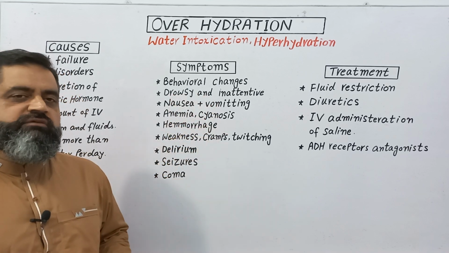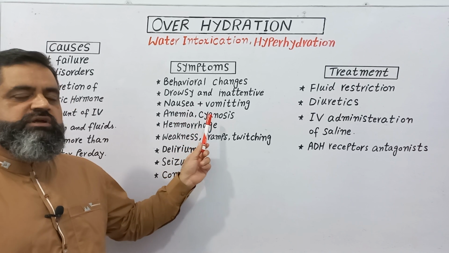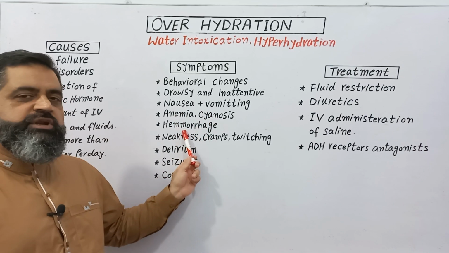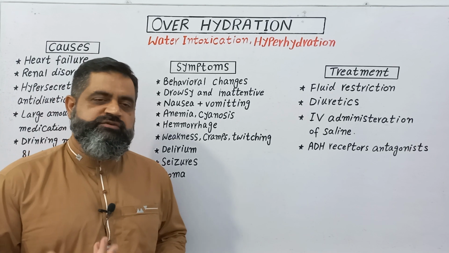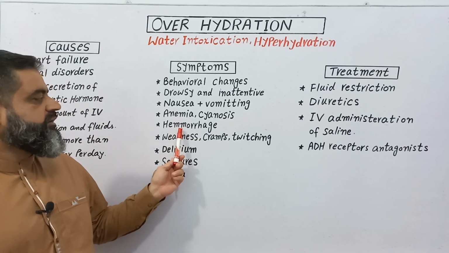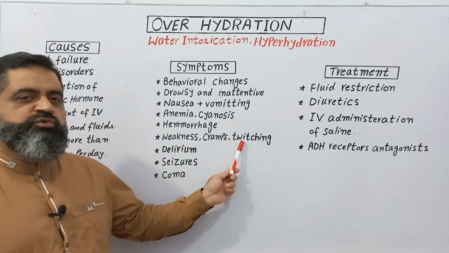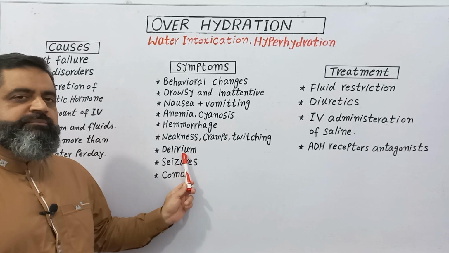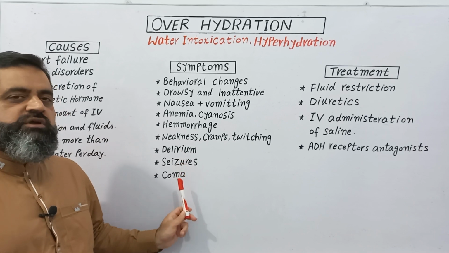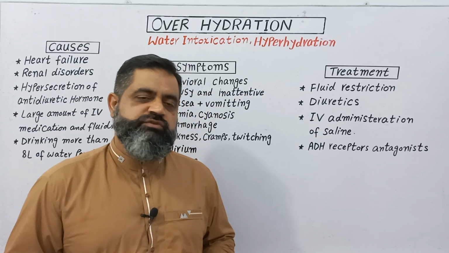Drowsy and inattentive, nausea and vomiting, anemia and cyanosis, hemorrhage, bleeding from different parts of the body like the nose due to the hyperhydration of the body, weakness, cramps, twitching of body muscles, delirium, seizures, coma, and if not treated it can lead to ultimately the death of the patient.